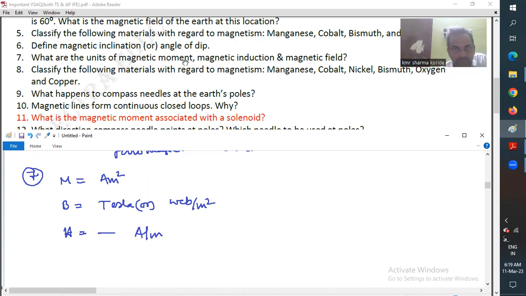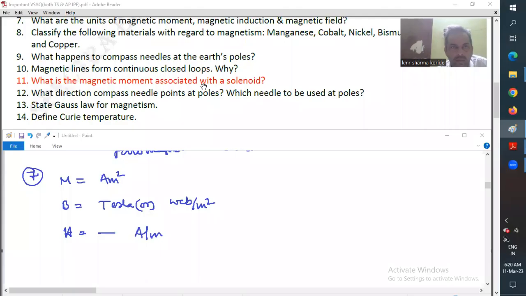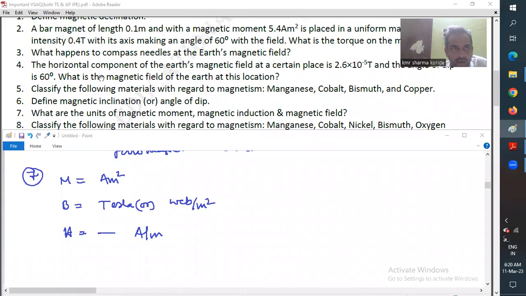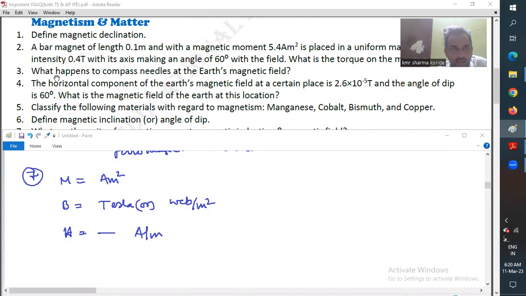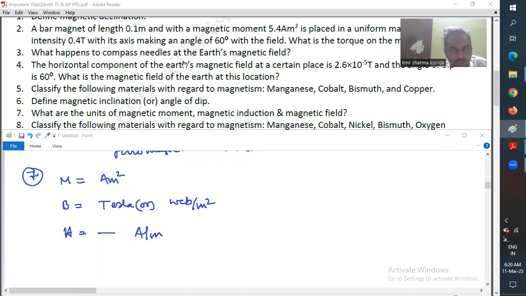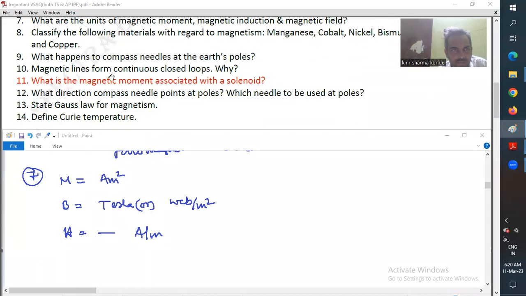So moving to the answer of the next question. Question number 9 and the third one are similar. So they do not show any deflection. And otherwise they can align to any direction. Because the horizontal component of the Earth's magnetic field will be 0 at the poles. Next, question number 10.